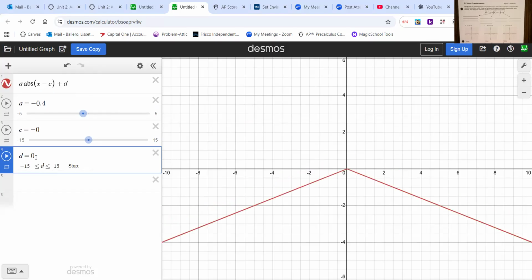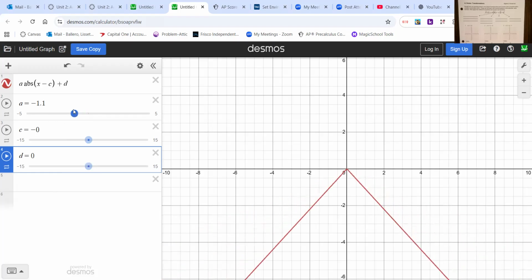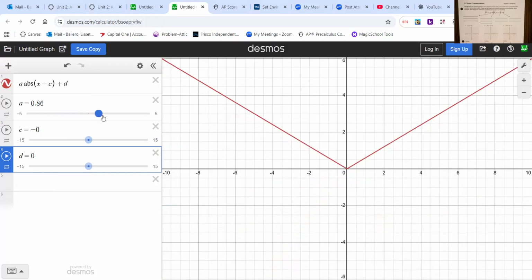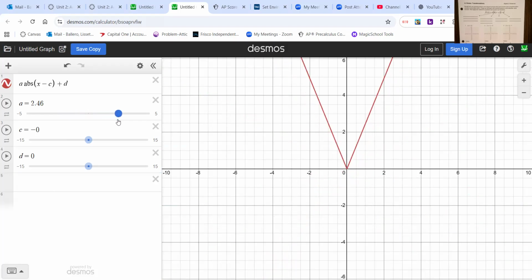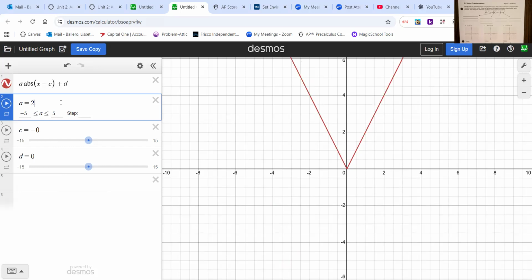All right, so there's the parent function, and I've only moved the slider for A to be negative. As I move it to a more negative number, you'll notice that it continues to get narrow, just upside down. And as I move it to the bigger number, we'll come back up and it gets narrow, but to the top. All right, so let's go back to 1 here. We're not going to change the A value at all. We're going to leave it at 1. So this is the absolute value parent function.